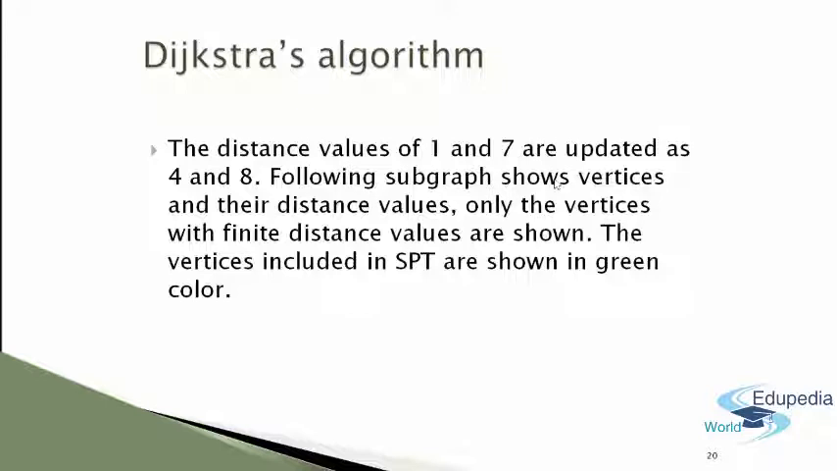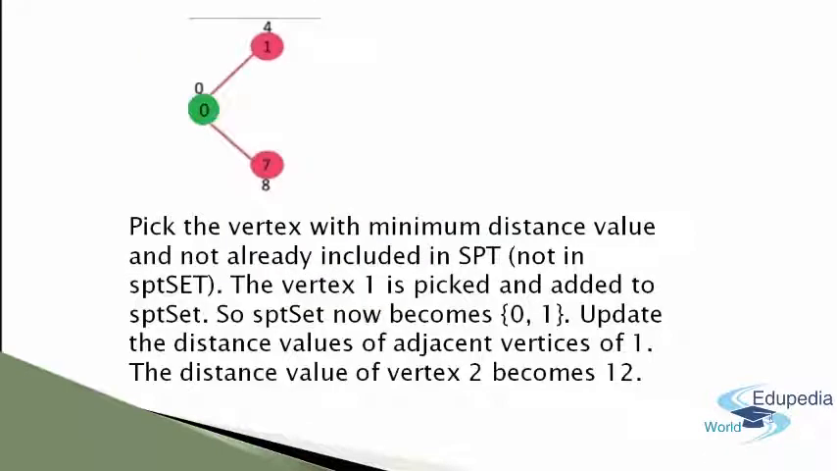The following subgraph shows the vertices and their distance values. Only the vertices with finite distance values are shown. The green one is something we have already picked and stored in our SPT, and the red ones are still in the traversal. So 0 is already included in the SPT, and 1 and 7 we are currently traversing. We have updated the distance values.